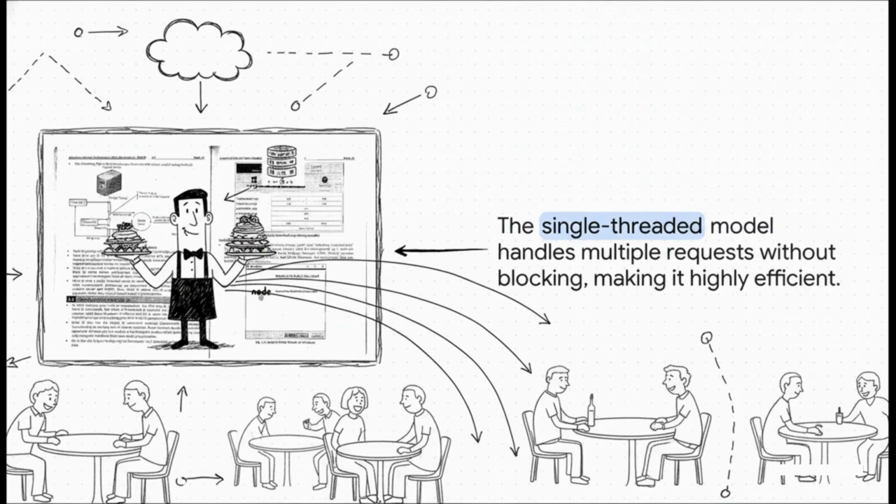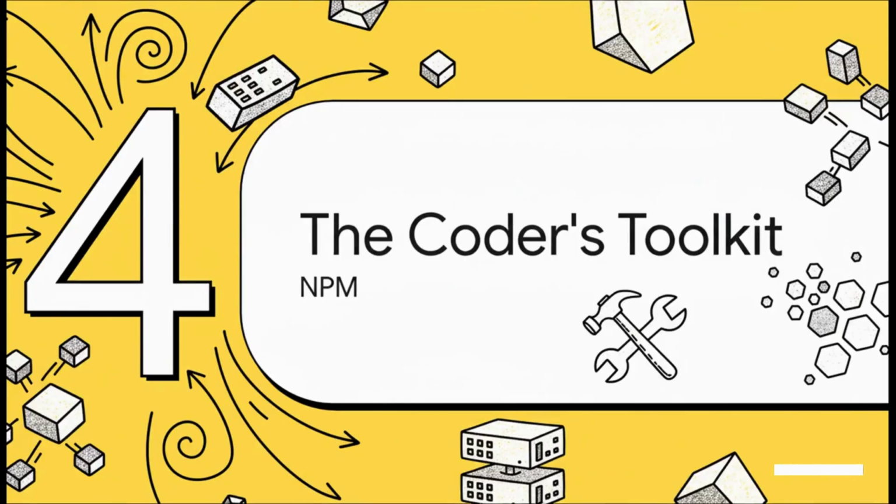The main thread is never blocked. It's always free to take new requests, which makes the whole system unbelievably fast and able to handle a ton of traffic. Okay, so that's the theory. That's how it works under the hood. But how do we actually build things with Node.js in the real world?